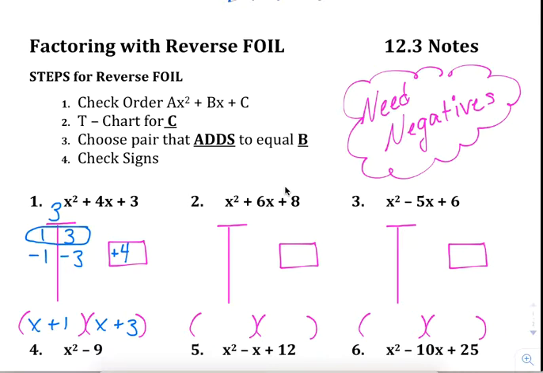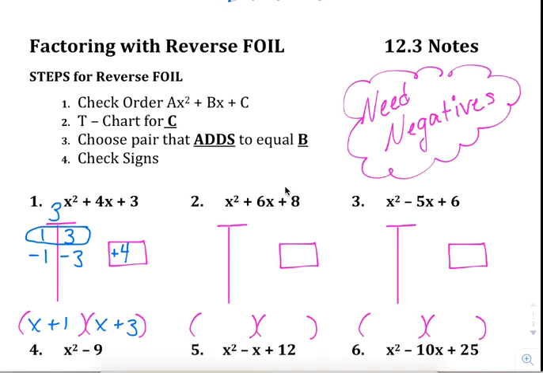So we are going to be going through the T-charts, looking for what multiplies to make the end number, your C, and it has to add up to make the middle number, which is your B. So in order to do that, you're going to have 4 steps.